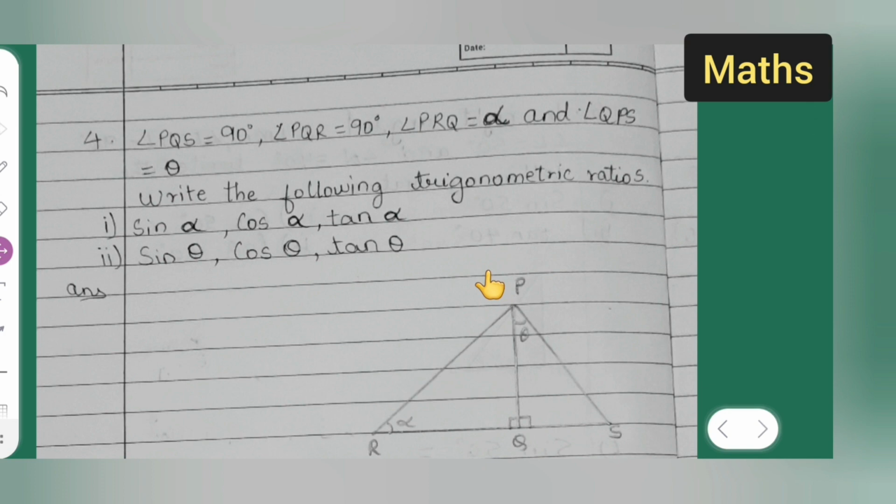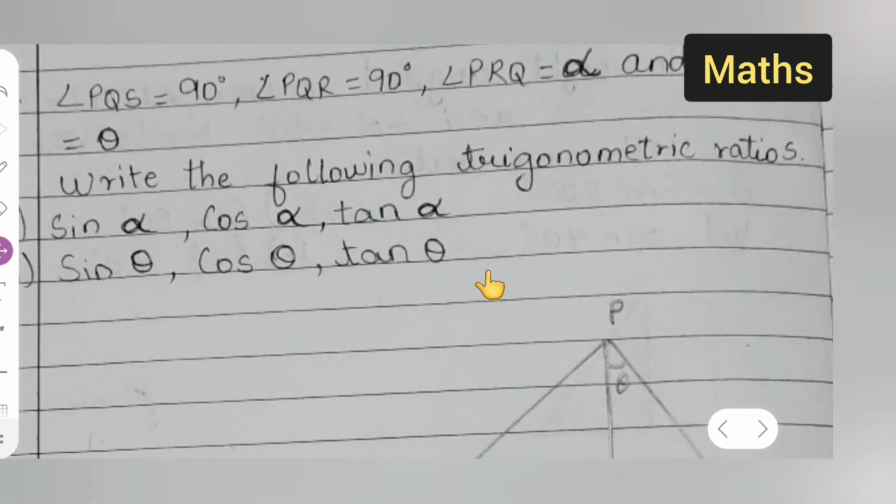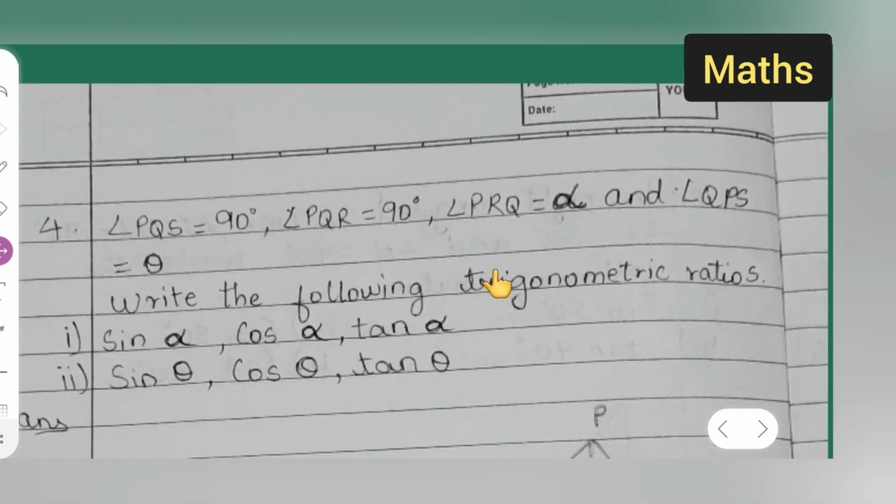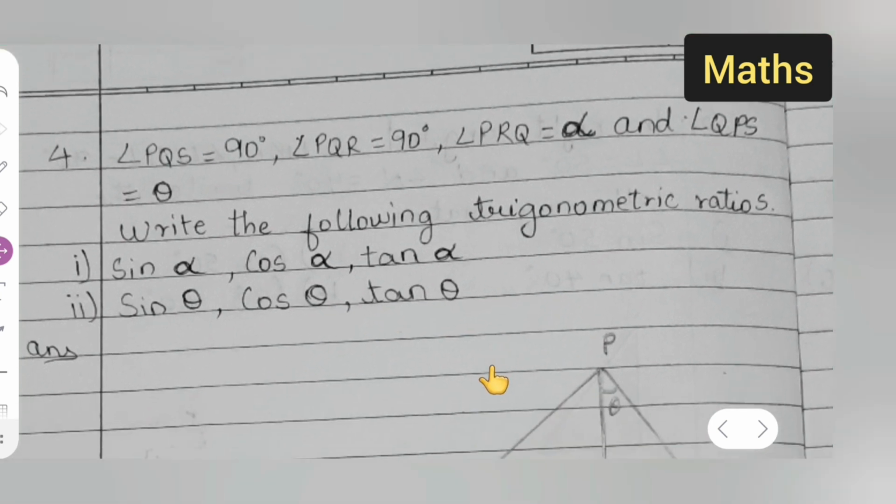Next, moving towards question number 4, okay. Now question number 4 tells us what? Angle PQS is equal to 90 degree, and angle PQR is equal to 90 degree. Angle PRQ is equal to alpha, and angle QPS is equal to theta, okay. Write the following trigonometric ratios: sin alpha, cos alpha, tan alpha, and for the second one, sin theta, cos theta, tan theta, okay.